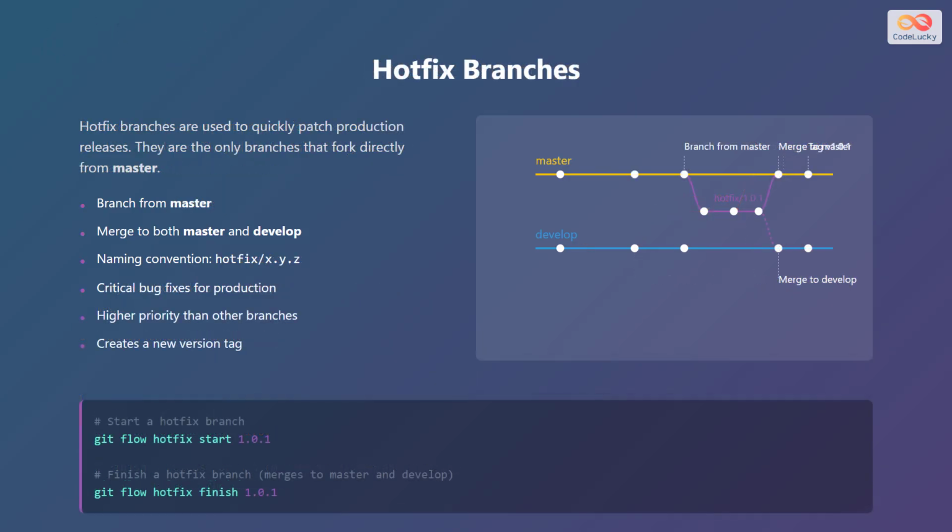Hotfix branches are used to quickly patch production releases. They are unique as they fork directly from the master branch. When a critical bug is identified in production, a hotfix branch is created to address it. This branch merges back into both master and develop after the fix. The naming convention for hotfix branches is usually hotfix/x.y.z. Hotfix branches have a higher priority than other branches as they address critical issues in the production environment, and they create a new version tag.